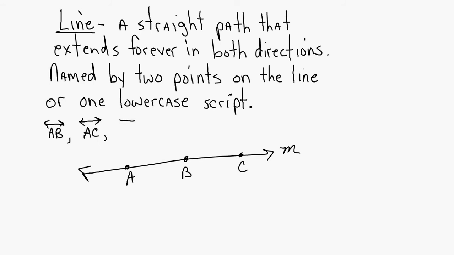What else? Line BC. Very good. What else? 2 points on the line, or go ahead. Line M. Very good. All those names are referring to the same line: 2 points on the line or one lowercase script. Doesn't matter which ones you use as long as you use 2 points that are on the line, because in all these cases, we're still talking about that line that's on the wall.